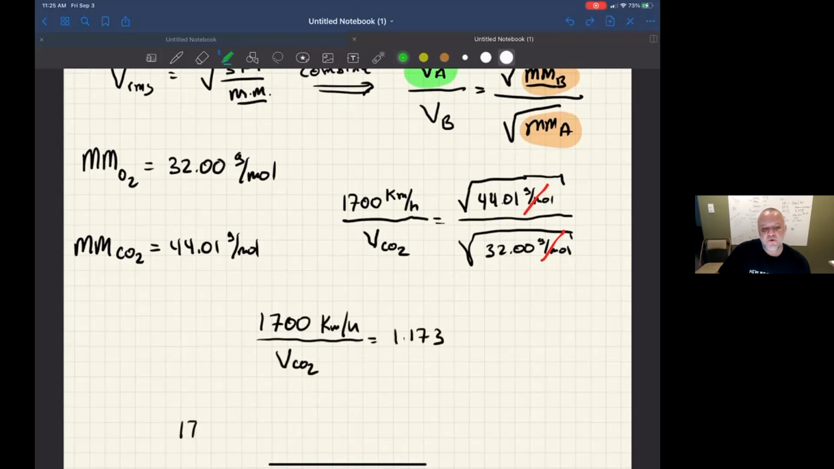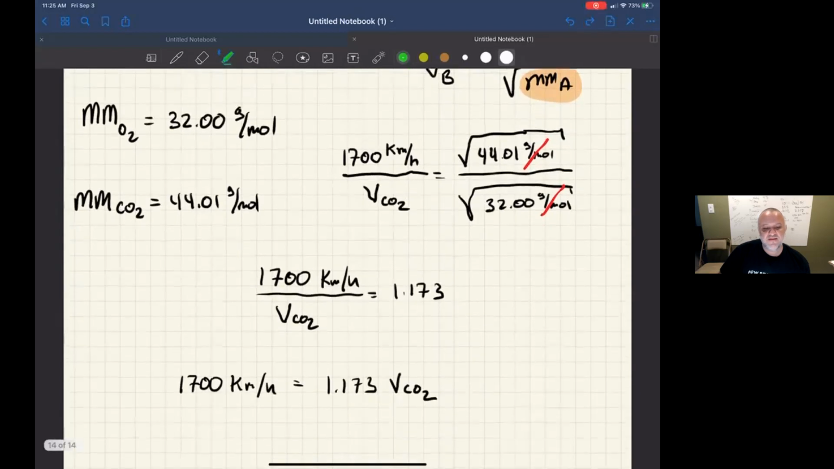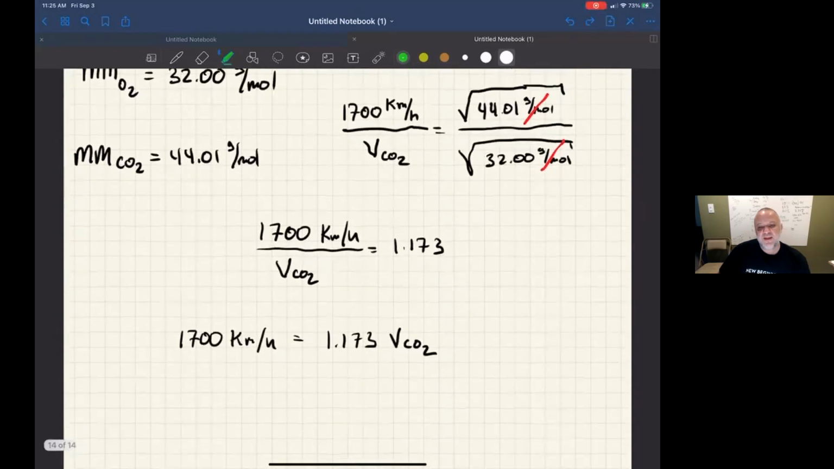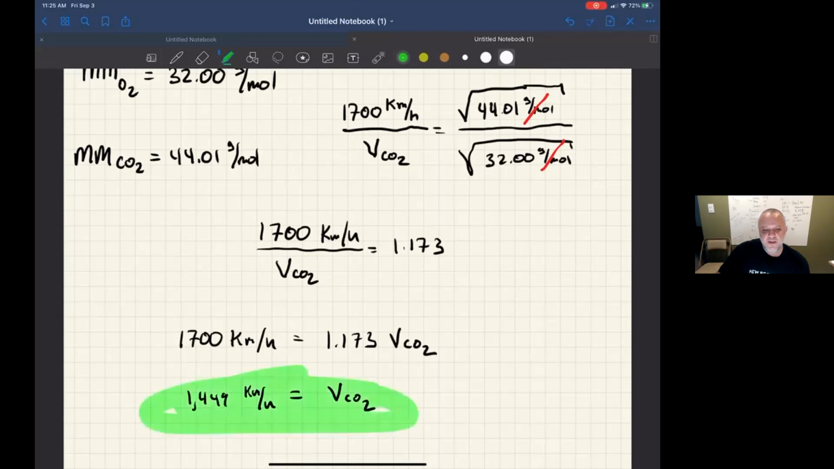1.173. And so now multiplying both sides by the velocity of CO2, the equation looks like this. And so now I'm beginning to isolate the velocity of CO2, and I need to divide both sides by 1.173. And I get that the velocity of CO2 is 1,449 kilometers per hour, or 1,400 kilometers per hour, depending on what those sig figs look like. Okay, and that's it.